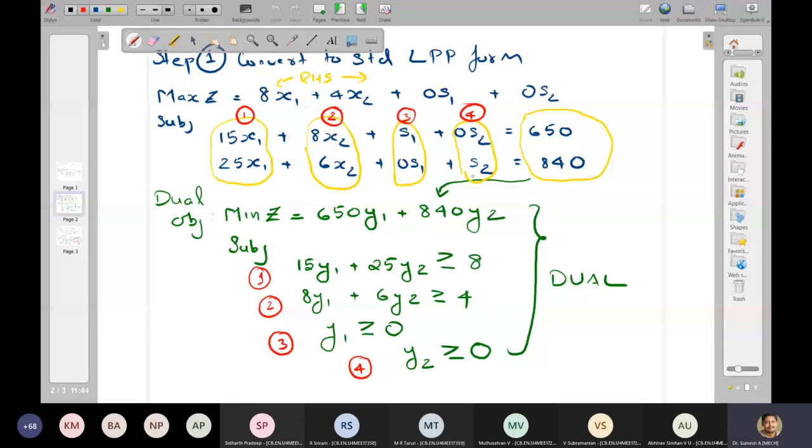So that's the reason we are not adding y2 greater than 0 in the next problem, sir. Since only S1 is available. Exactly, I had only one S1 here. So S2 is not there. That's why I am writing y2 is unrestricted.